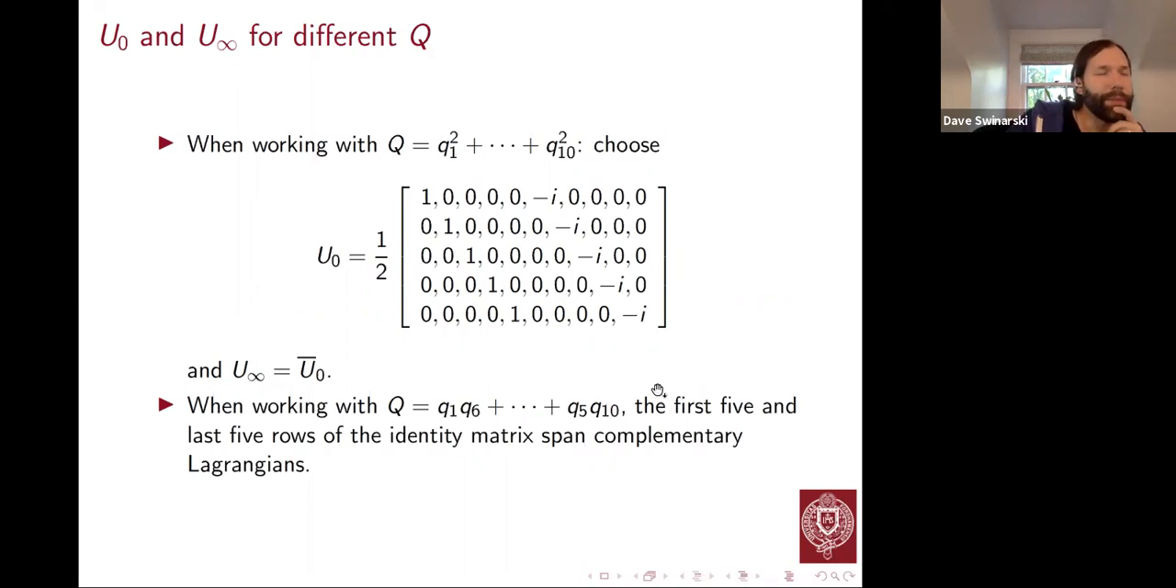On the other hand, many authors would rather work with a different quadratic form, this one, because then that gives you the version of SO(10) where you have maximal torus given by diagonal matrices. I'll simply say that if you make this choice, then when you land in the basis given by U_0 and U_infinity, you're actually working with this quadratic form. Or you could have just started with that quadratic form, and then the first 5 rows and last 5 rows of the identity matrix are Lagrangians for this quadratic form. So whether you start with this or this, you can land in the same place.